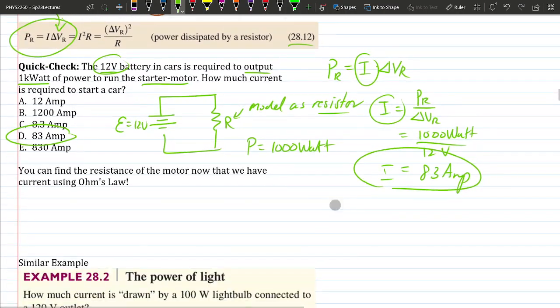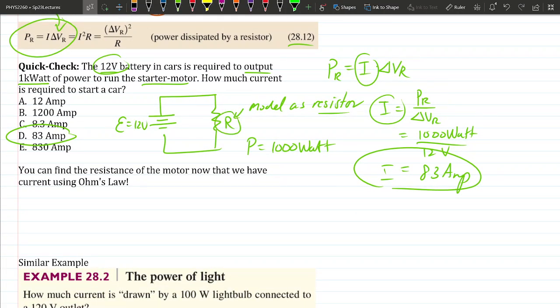For part B of this problem, you can even figure out what R is. How do we figure out what R is? Over here, we have a power equation, I times delta V, that does not have R in it. But we do have a version of it that has R in it. In fact, I'm going to use this one. The reason I don't use the middle one is that I rounded this 83 amps, so it's probably going to have more errors in it if I use that number instead. So I'm going to use this version.